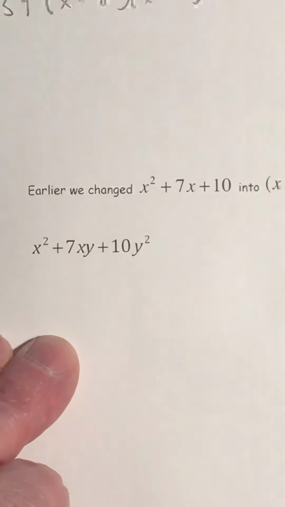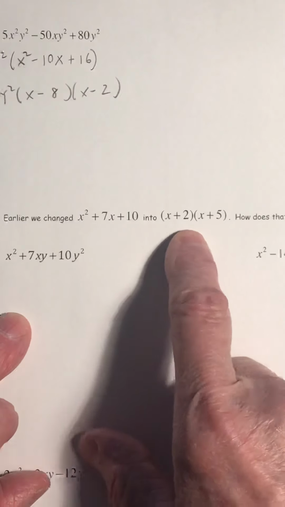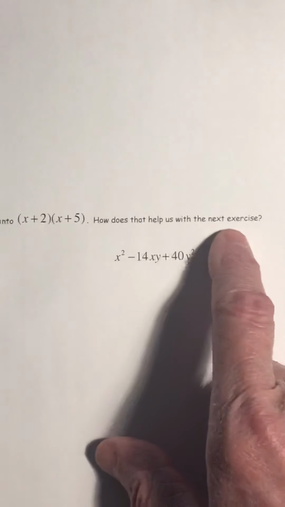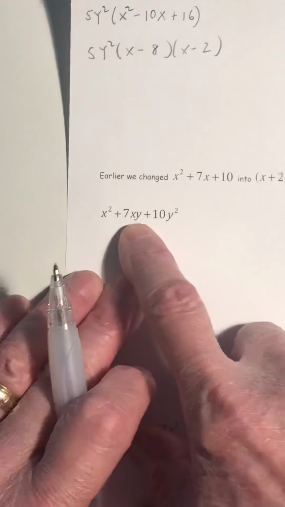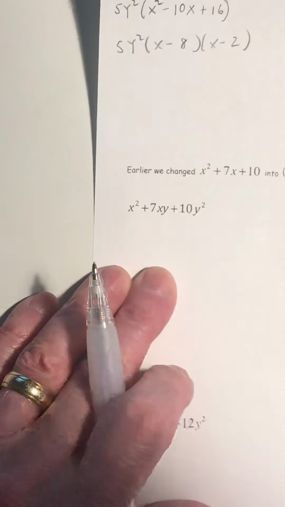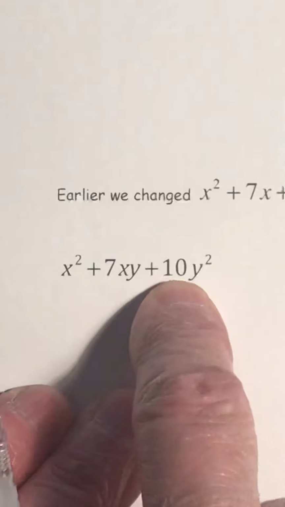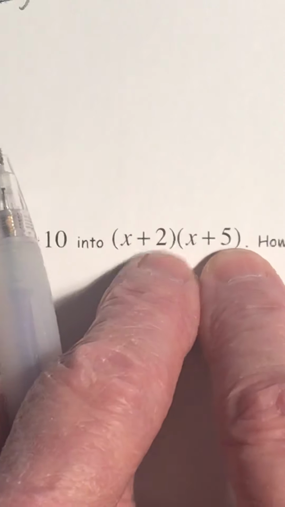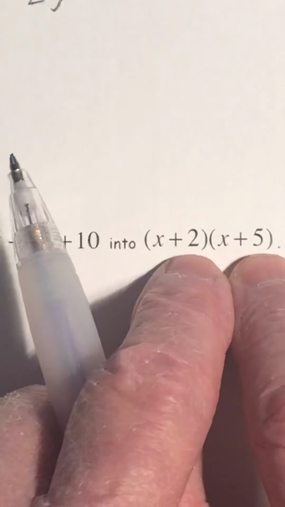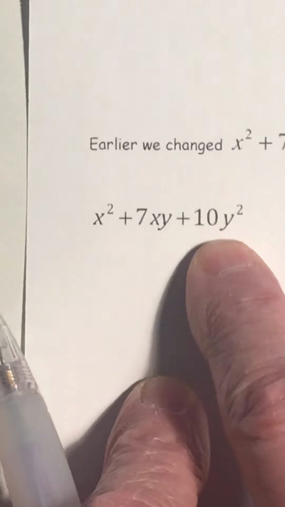Okay, now, here's another thing. See what it says here. Earlier we changed x squared plus 7x plus 10 into x plus 2, x plus 5. How does that help us with the next exercise, which is this one right here? See, that's got the 7 and the 10, but it's got this extra gobbledygook of a y and a y squared. Well, maybe you've noticed by now, the last term, when you multiply these things out, what does the number at the end come from? It comes from doing the 2 times 5.